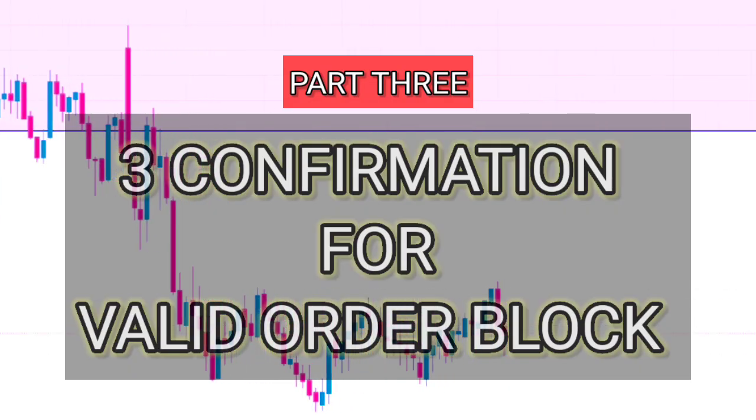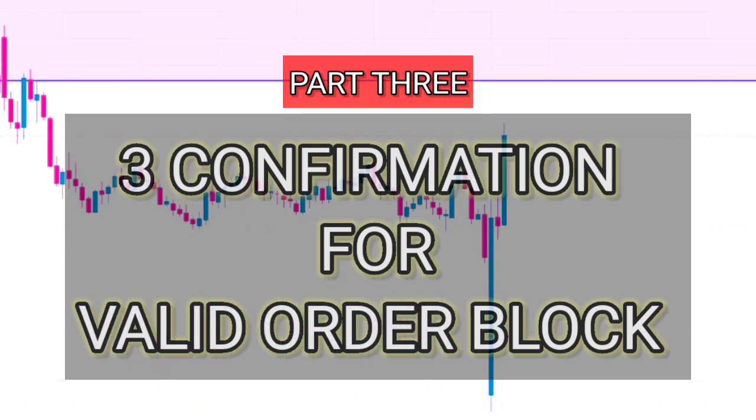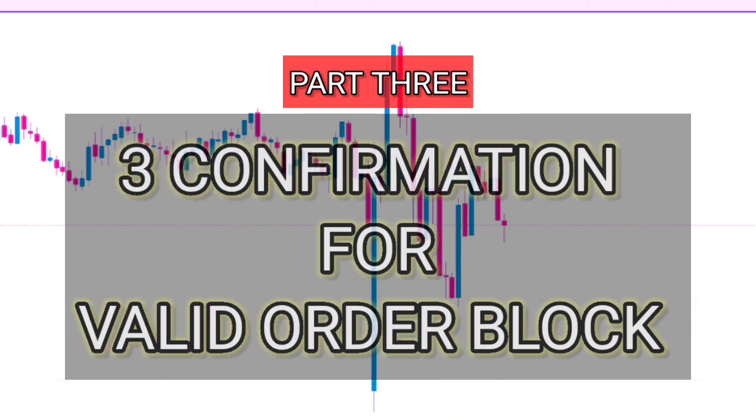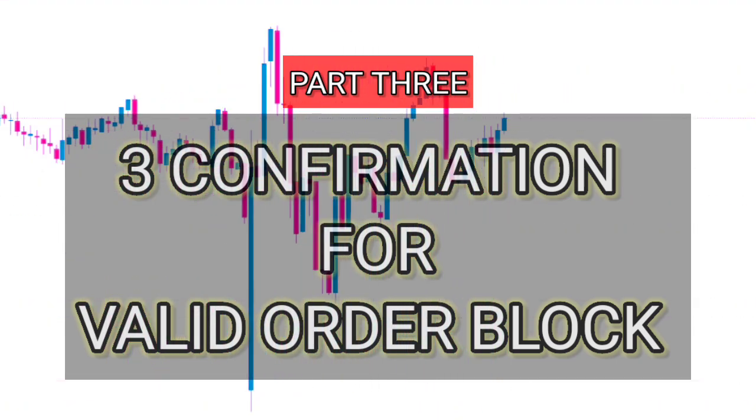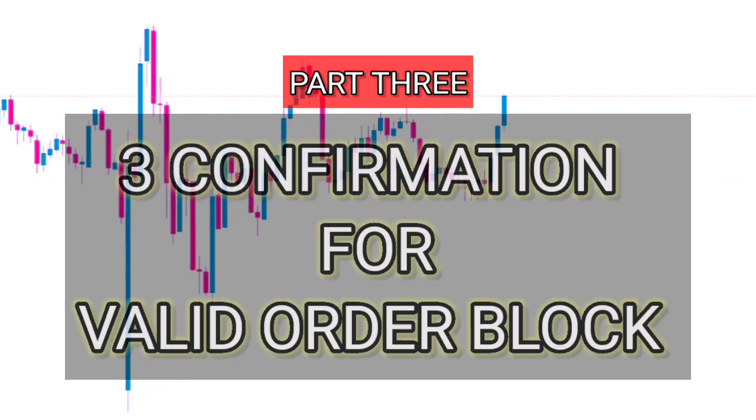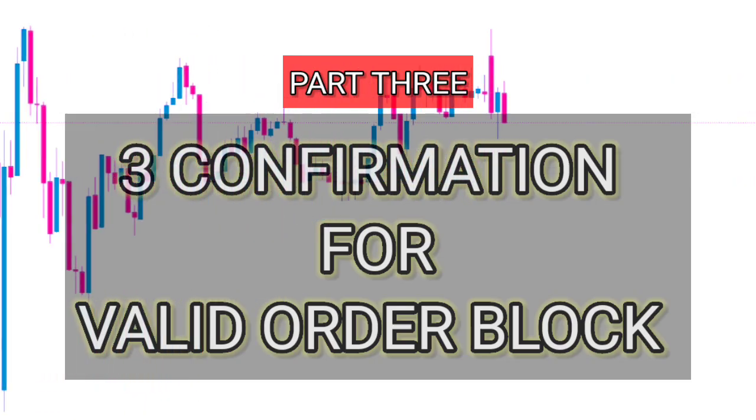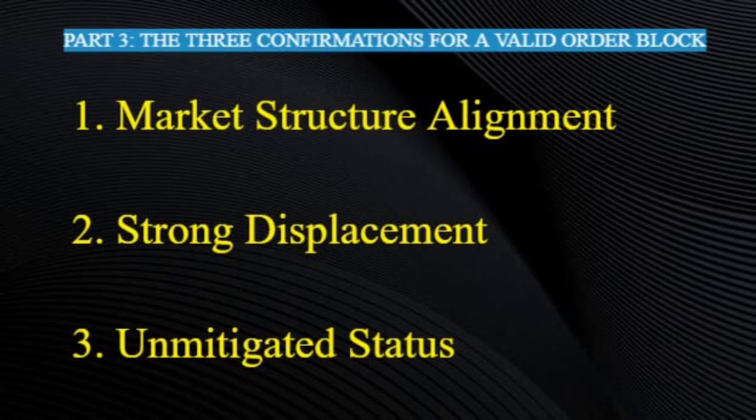Part 3. The 3 confirmations for a valid order block. Here's the part where most traders get it wrong. Not every down candle before an up move is a valid order block. You need 3 confirmations. Let me break them down. Market structure alignment, strong displacement, unmitigated status.